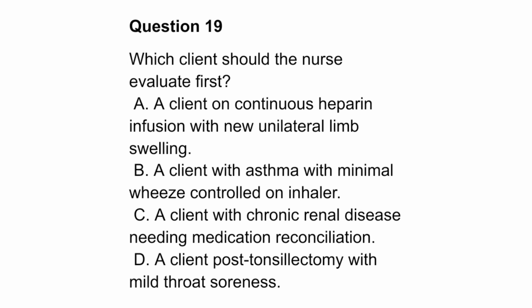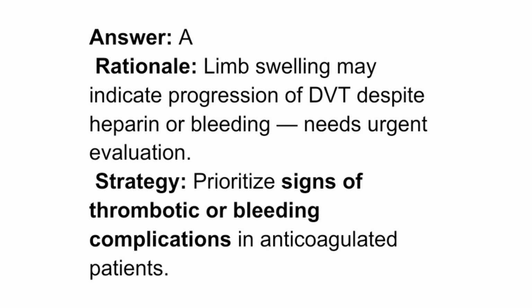B. A client with asthma with minimal wheeze controlled on inhaler. C. A client with chronic renal disease needing medication reconciliation. D. A client post-tonsillectomy with mild throat soreness. Answer: A. Rationale: limb swelling may indicate progression of DVT despite heparin or bleeding, needs urgent evaluation. Strategy: prioritize signs of thrombotic or bleeding complications in anticoagulated patients.